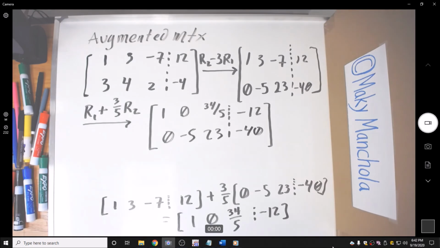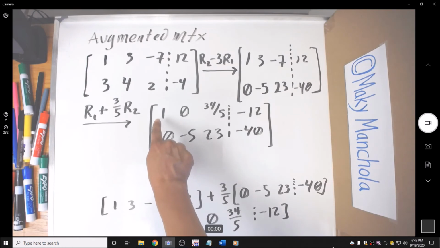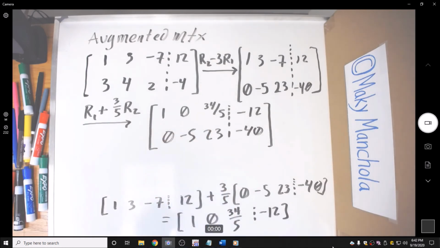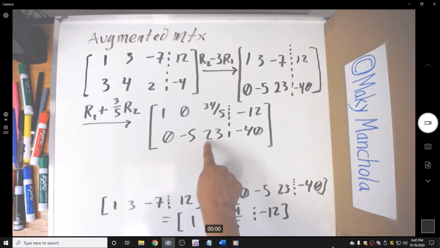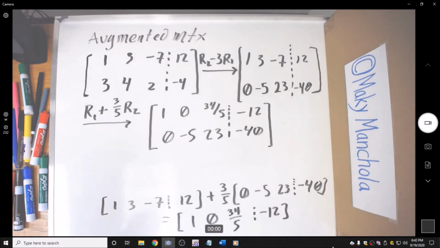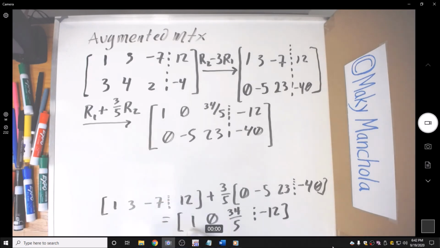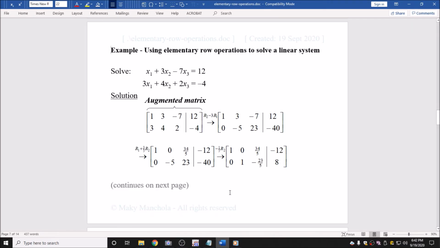Okay, so now notice that right here we have two equations at this point. You have x1 plus 34/5 x3 equals negative 12, and then you have negative 5x2 plus 23x3 equals negative 40. If you're going to solve for x1 and x2, you would like there to be a coefficient of 1 in x2. So my last step should be to make this a 1. So multiply row 2 by negative 1/5. Let's look at that in the notes. So multiply our second row by negative 1/5.